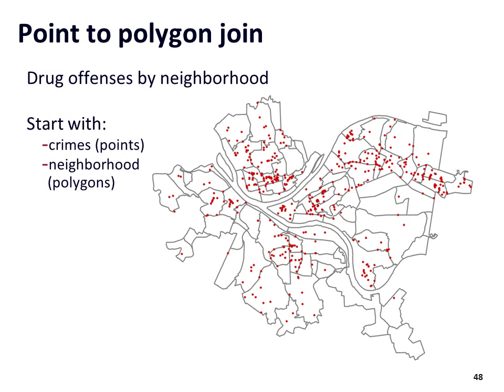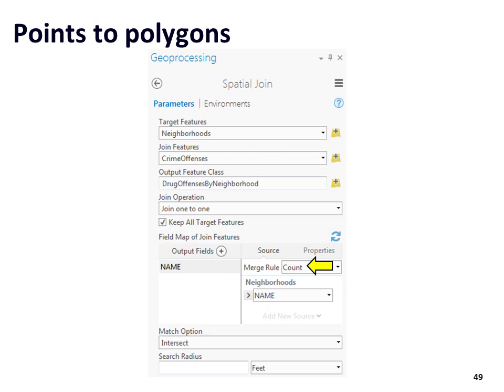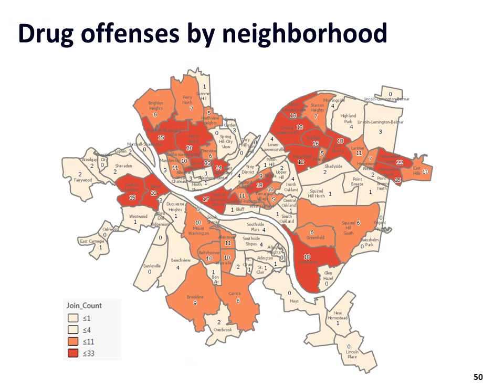So how does that look? Points to polygon join, drug offenses by neighborhood. You start with the crimes, which would be the points, and the neighborhoods would be the polygons. You use the points to polygons in the geoprocessing spatial joins. Tell it what you want to do, fill in the boxes, and boom. It will take your data, and now you have the neighborhoods with the counts from the joins, which you know to be the number of drug offenses, and you can see which neighborhoods have the most.